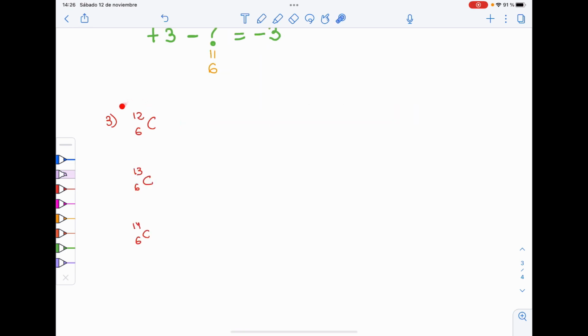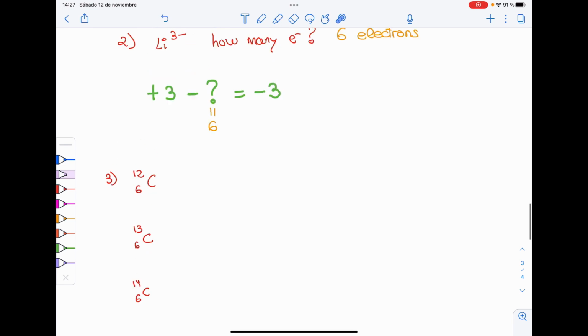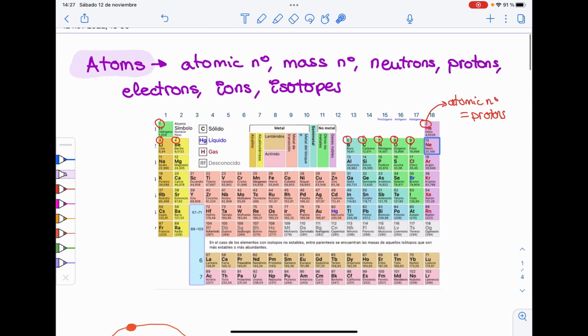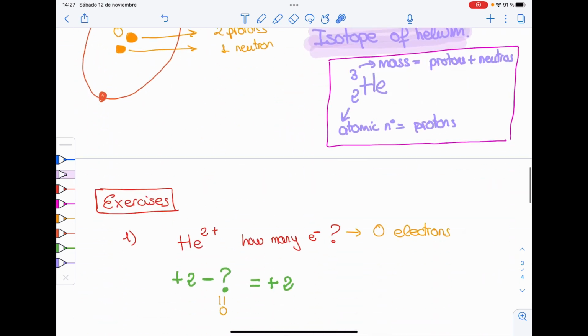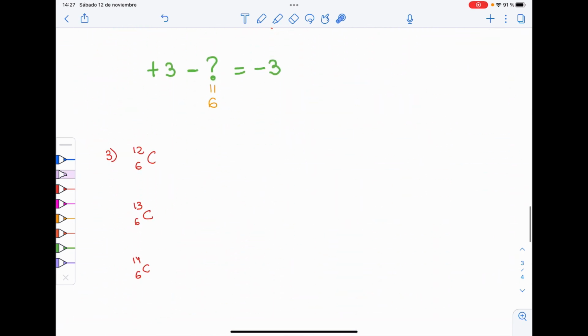Now, if they give me this information, this is carbon, and they tell me that the mass number is 12 and the atomic number is 6. Okay, so if I go to the periodic table, I'm going to see that carbon, which is here, has an atomic number of 6. Remember again that the atomic number is the number of protons. So if they give me this, they are telling me, okay, the atomic number is this one. So this means that I have 6 protons.